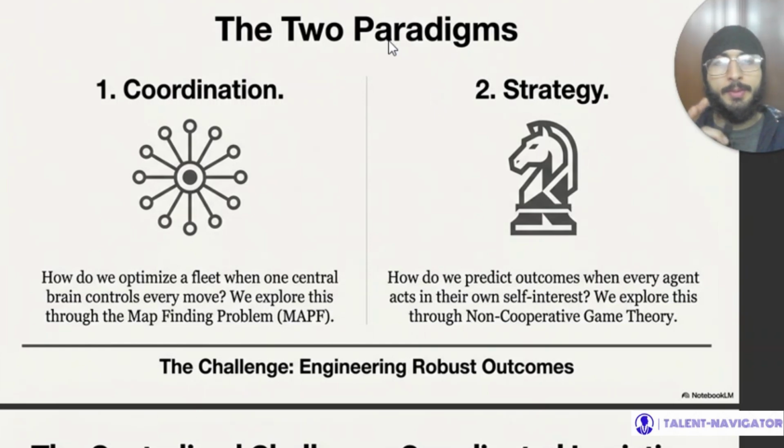All right, so now we'll be discussing two paradigms. First is coordination, and second is strategy. Coordination basically talks about how we optimize a fleet when one central brain controls every single move. We explore this through the MAPF problem, the multi-agent path finding problem. Second is strategy, which we will discuss through non-cooperative game theory concepts, where we predict outcomes when every agent acts in its own self-interest.